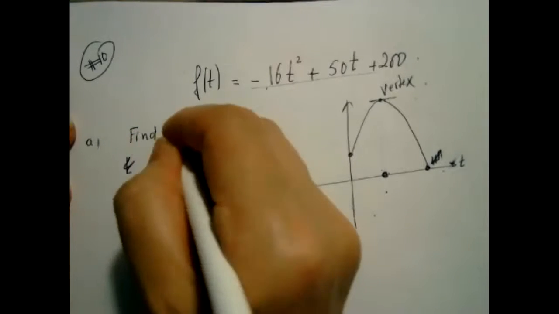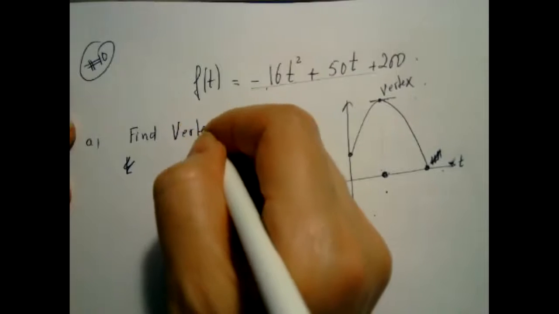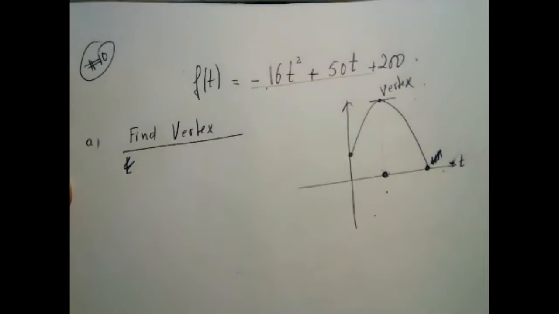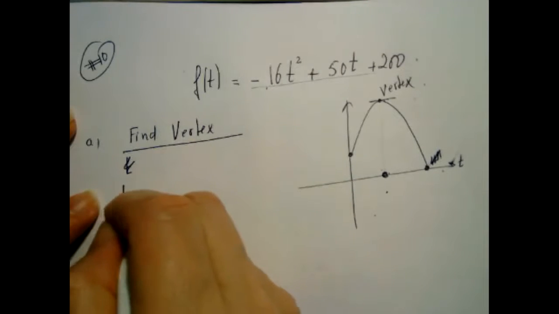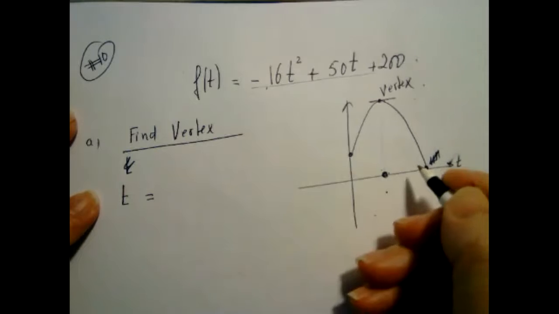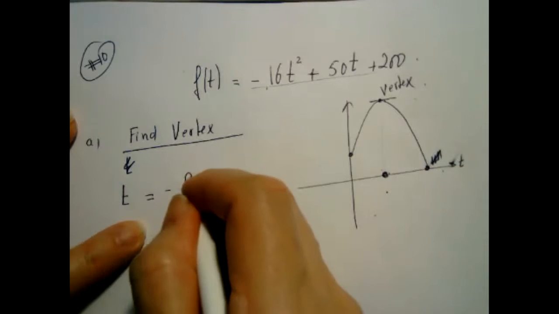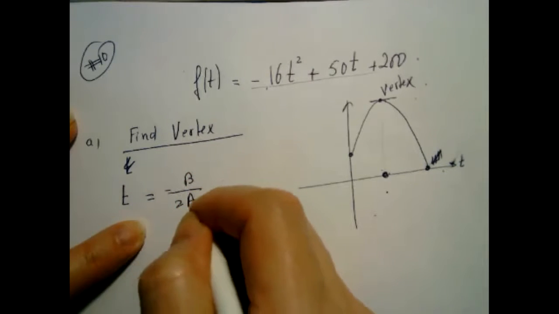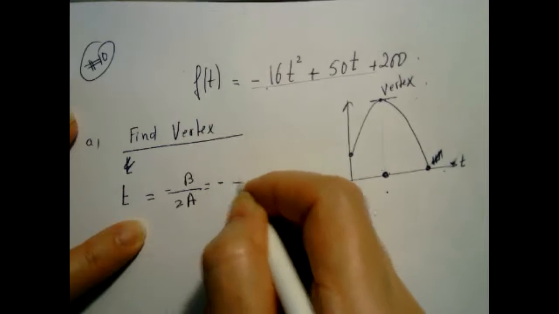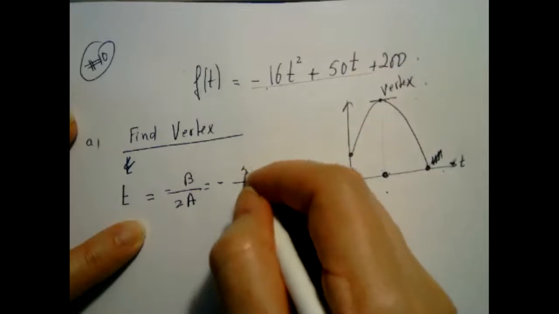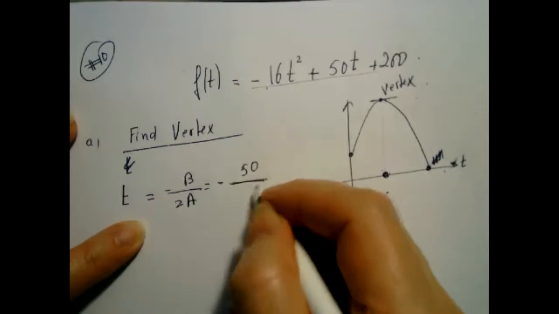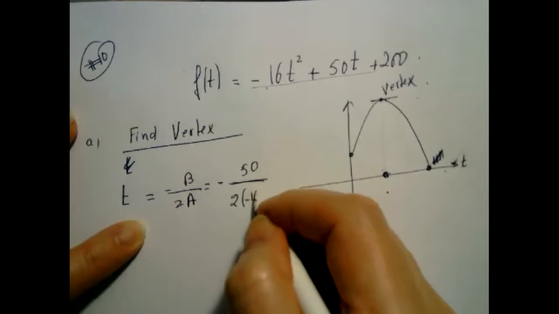So part A, find the vertex. Read the problem, try to make sense out of it. Now we know how to find the vertex. The x coordinate, which is t in this case, the time, is minus b over 2a. Minus b is 50, over 2a. Now a is minus 16.